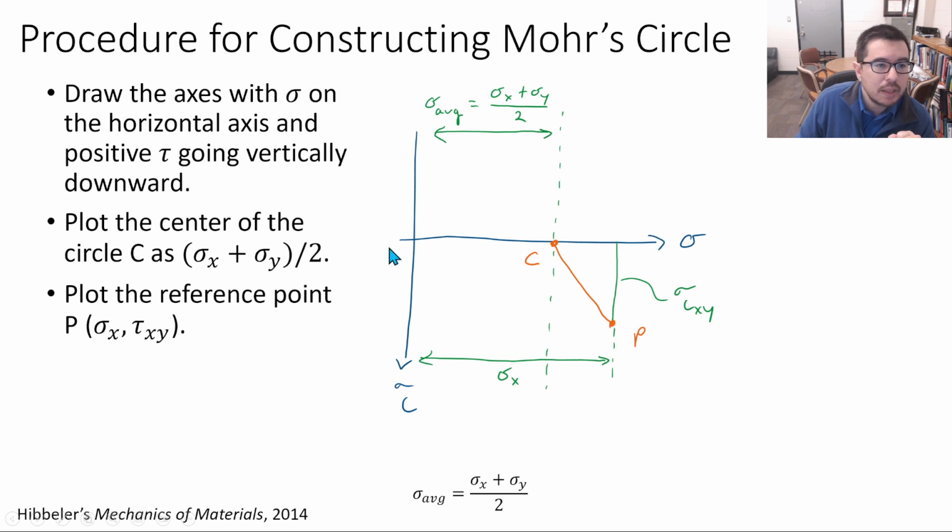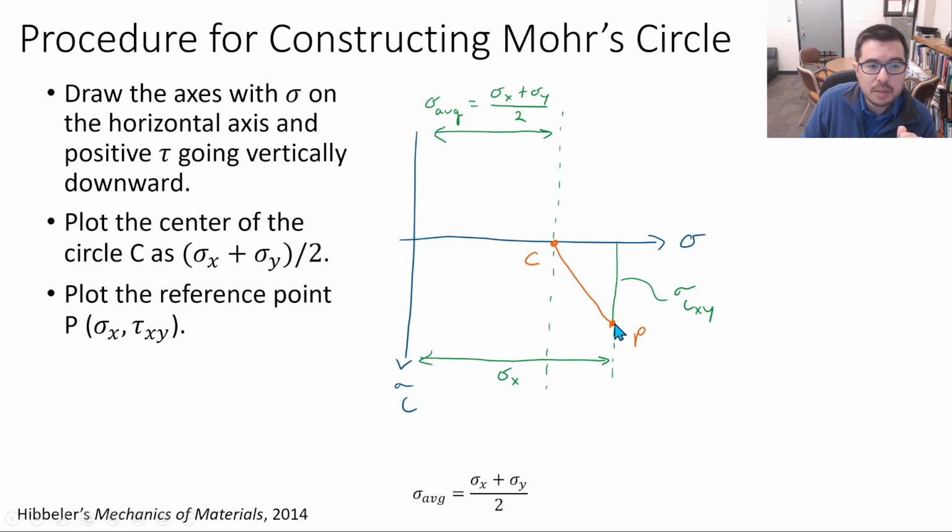Well, let's say we have an element with a state of stress. Right now, you can plot sigma y as well, and we'll get into where sigma y is, but just take the sigma x and the tau xy. So sigma x is going to be somewhere on this axis, and it's marked here. So this is sigma x, and then plot in the vertical direction downward tau xy. Remember, tau downward is positive. So this is tau xy, and it would be a positive quantity until we plot this point.